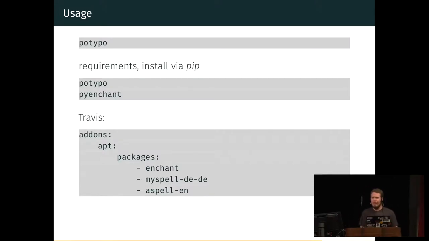You will then have to have packages for every language that you want to check your spelling in. So for a German and English project, you would install something like aSpell-EN for English dictionaries for aSpell, and you would install something like MySpell-DE-DE for dictionaries for the German language. Or actually, you would install HunSpell, but I haven't checked whether HunSpell is as good as MySpell. It should be, but I don't know. So again, it is fairly easy to use.